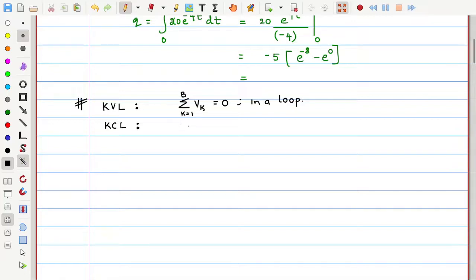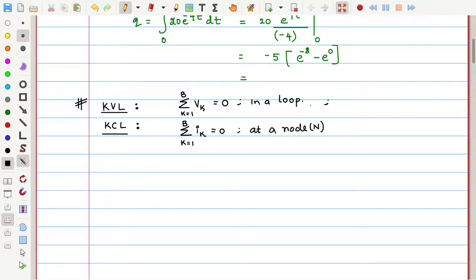Whereas KCL says the algebraic sum of the currents at a node is zero. Whichever node we choose, we see how many elements or branches are connected to that node. Then you add each branch current algebraically, and the sum should be equal to 0. These are Kirchhoff's basic laws, Kirchhoff's current law and Kirchhoff's voltage law.